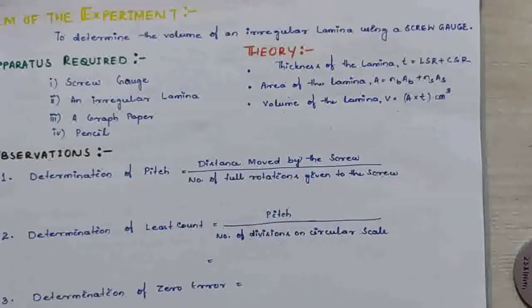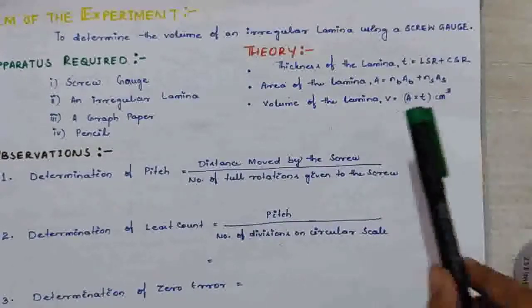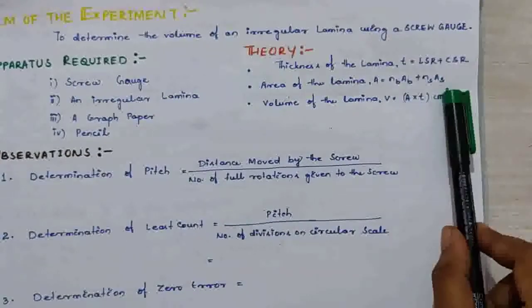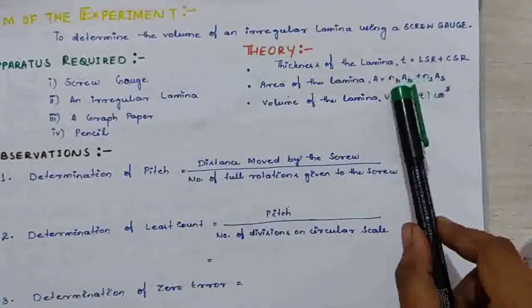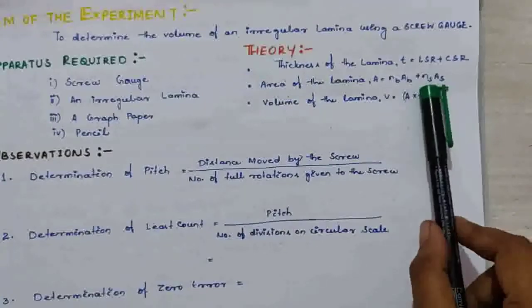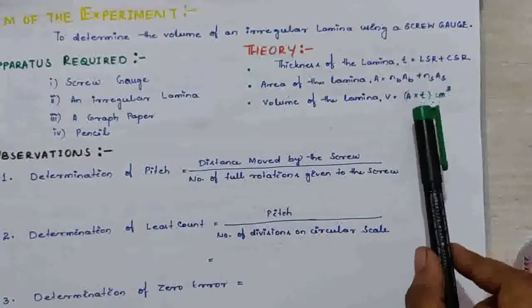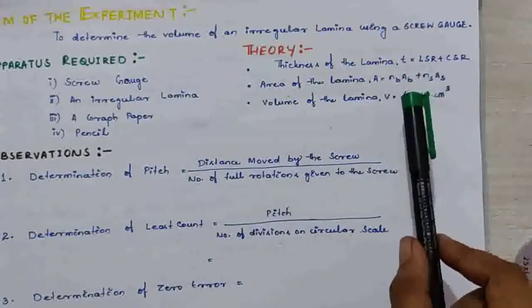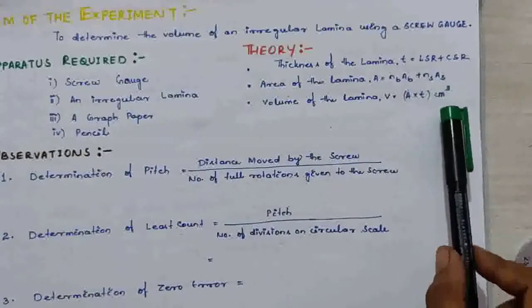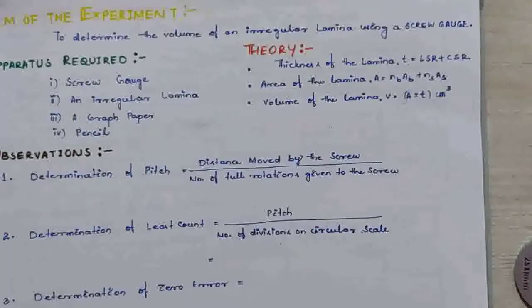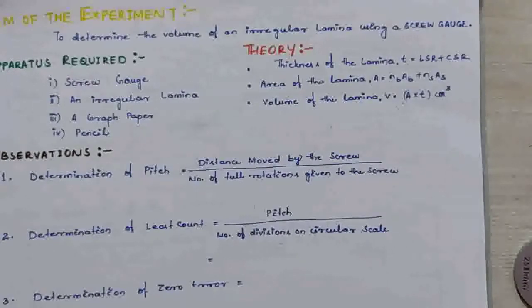but the area of the lamina will be determined using the formula A = NB·AB + NS·AS, where NB is the number of big squares in the graph paper and NS is the number of small squares in the graph paper, whereas AB is the area of one big square and AS is the area of one small square. We will discuss that properly while determining the area. As of now, we will start with the measurement of thickness of the lamina.